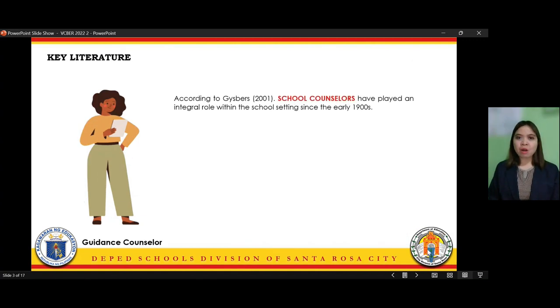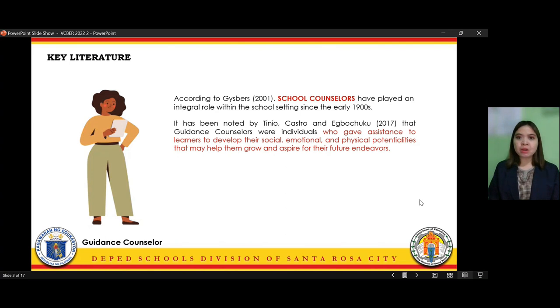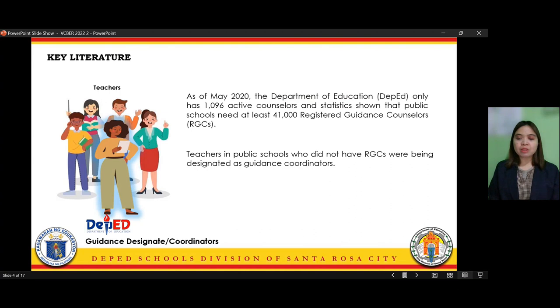For our key literature, according to Gisbers, school counselors have played an integral role within the school setting since the early 1900s. It has been noted by Tinio, Castro, and Egbochoku that guidance counselors were individuals who gave assistance to learners to develop their social, emotional, and physical potentialities that may help them grow and aspire for their future endeavors. Guidance and counseling is more effective when there is a person who has the skills to facilitate the programs intended for it. As of May 2020, the Department of Education only has 1,096 active counselors, and statistics show that public schools need at least 41,000 registered guidance counselors.